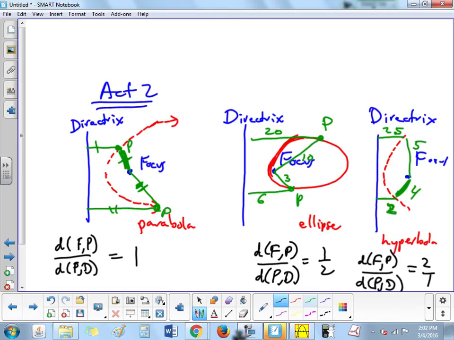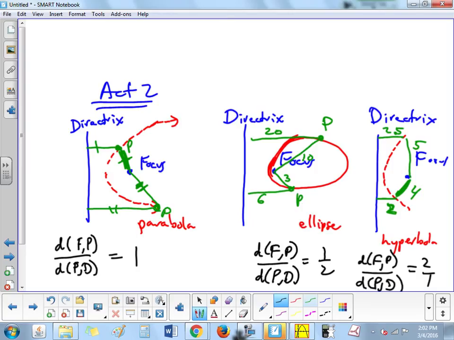Now, I picked a 1 and 2 ratio, but honestly, it didn't have to be 1 and 2. I just thought that'd be convenient. For an ellipse, it just needs to be that the distance from F to P is less than the distance from P to D. So it could have been 1/2, 1/4, 3/4, or 9/10. You see what I'm saying? It could have been pi over 4, that's less than 1.